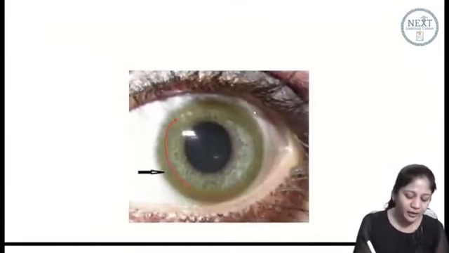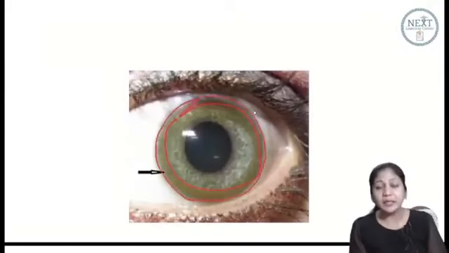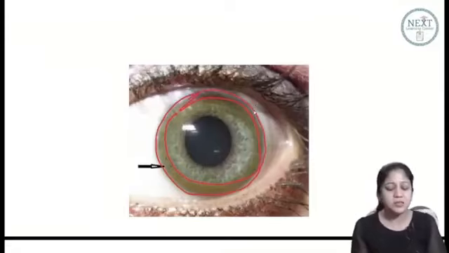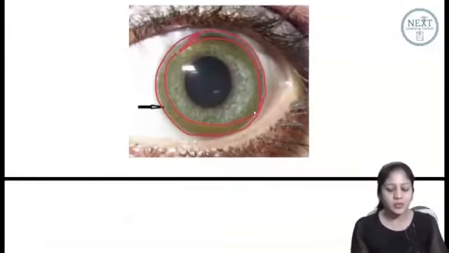Do you see all this brown? This brown ring is your KF ring, guys. Typically a brown copper accumulation in your Descemet's membrane. This is in the periphery and doesn't interfere with the vision.